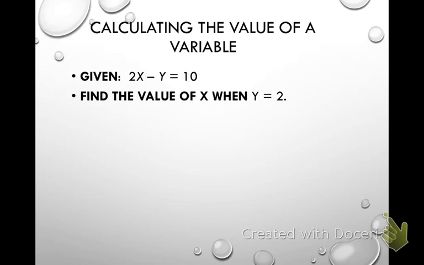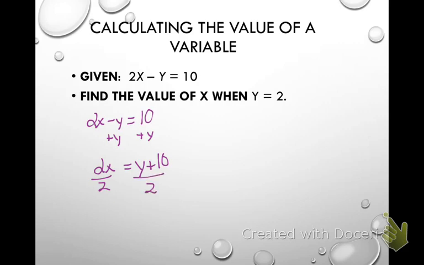You can either solve for x, and we can go, if we have 2x minus y equal to 10, we can solve for x first and have 2x equals y plus 10, and then divide by 2, and have x equals y plus 10, sorry, all over 2, and then plug in 2.